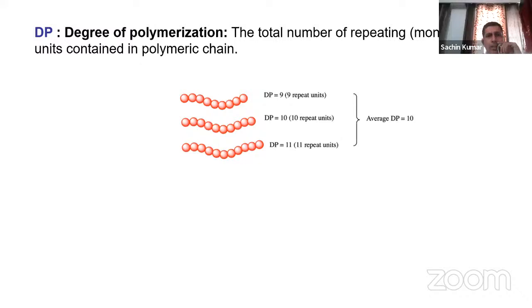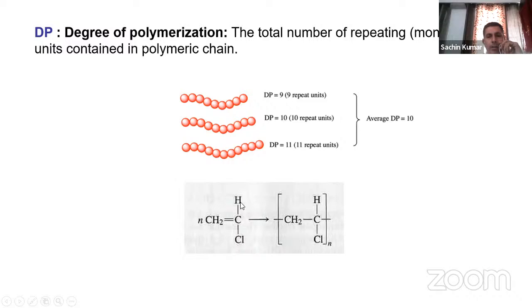The other important term is degree of polymerization. Degree of polymerization is related to how many monomer units are joined together. If the number of monomers is 9, then its degree of polymerization is 9, or if it is 10 or 11, it depends upon how many monomers are combined together to form a polymer. This is very, very important in textile fibers also. Like this is vinyl chloride. When n number of monomers combine together by addition polymerization, we get polyvinyl chloride.